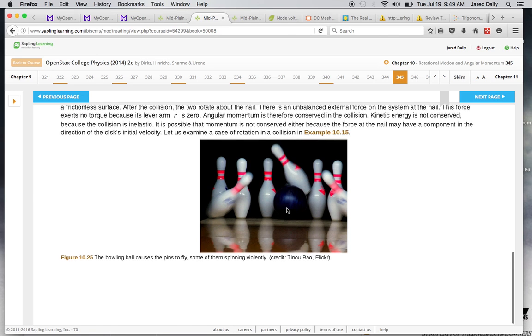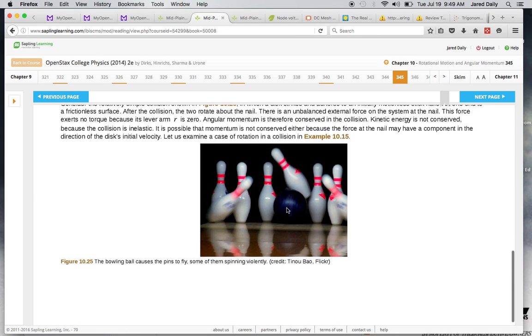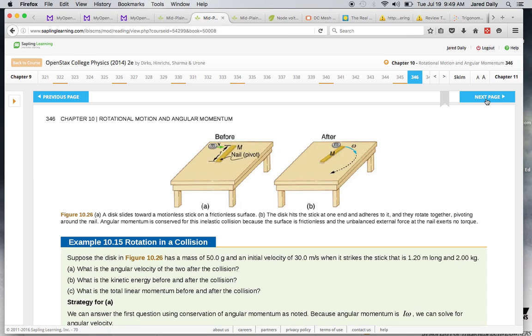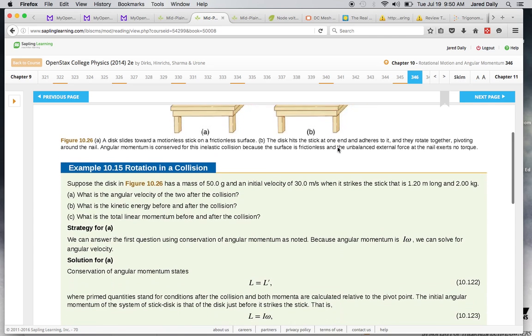Okay, so the last part here is we're going to do some collisions with these ideas, where we have linear momentum and then angular momentum. This is the classic one where you have a puck that comes in and hits a stick that's nailed to the table, so that in the beginning there's this linear movement of the puck, in the end there's rotational movement. In this particular collision, the puck is going to hit the stick and stick to it, and they're going to rotate together. Right?